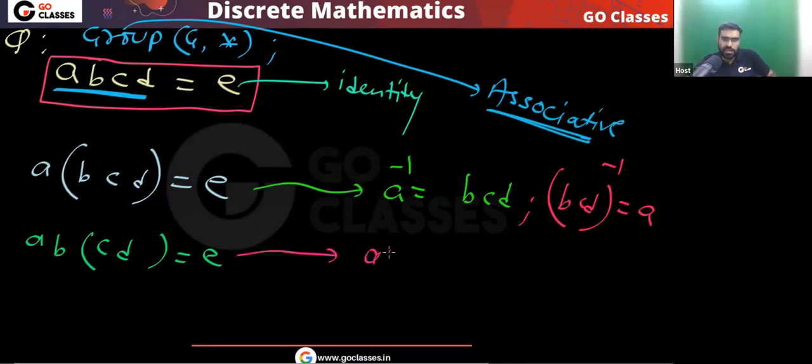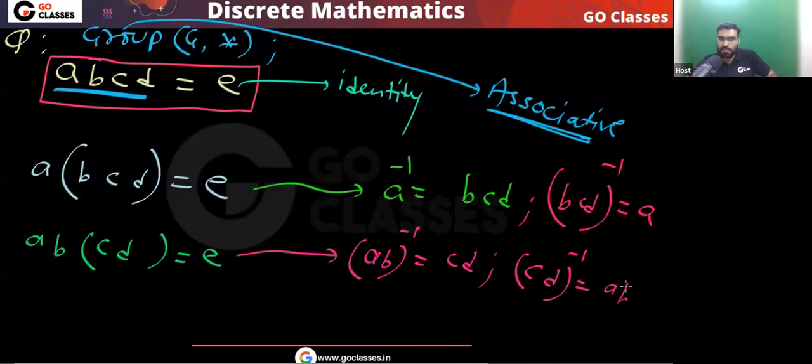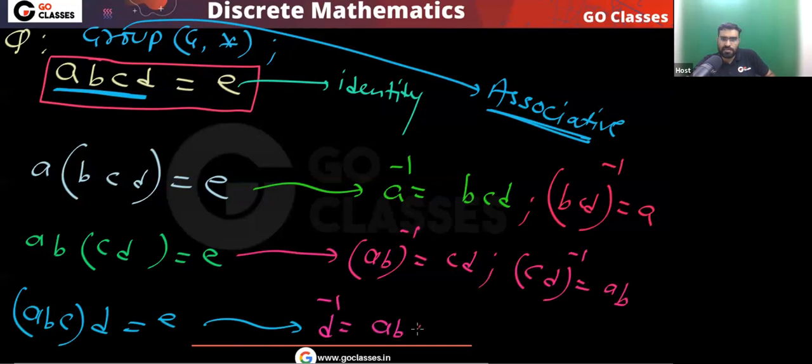From here, what can you say? You can say that AB inverse is equal to CD. You can say CD inverse is equal to AB. Okay. What else can you do? See, ABC, I can think like this. Agree? From here, what can I say? I can say D inverse is equal to ABC. I can say ABC inverse is D. So very simple. Okay. I hope this point is clear.